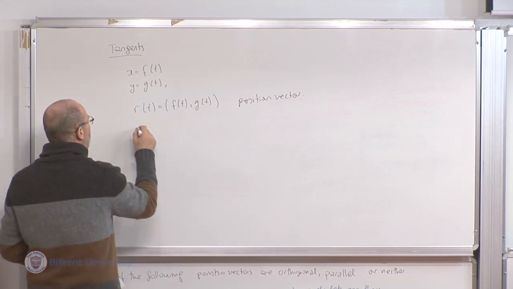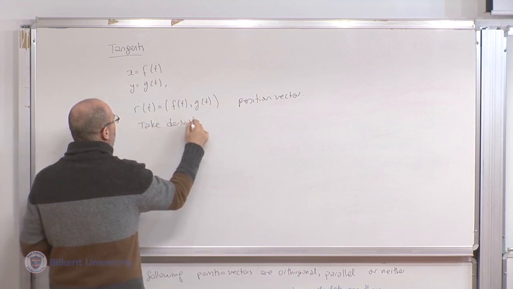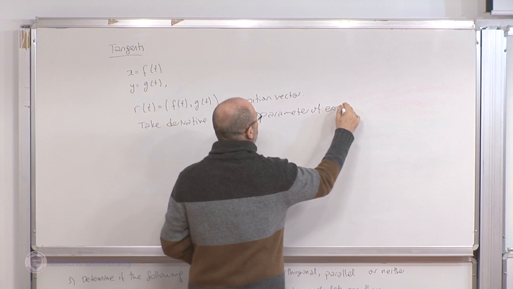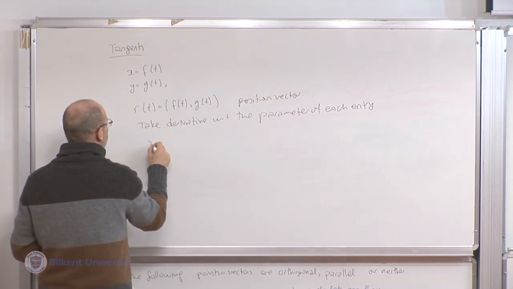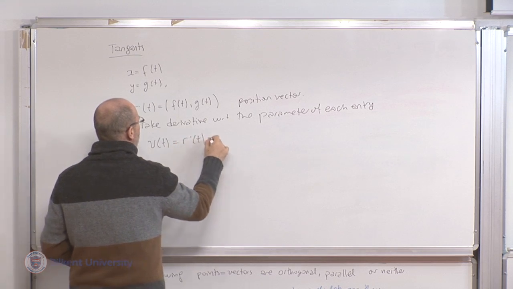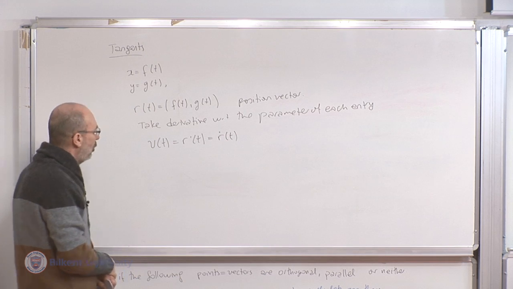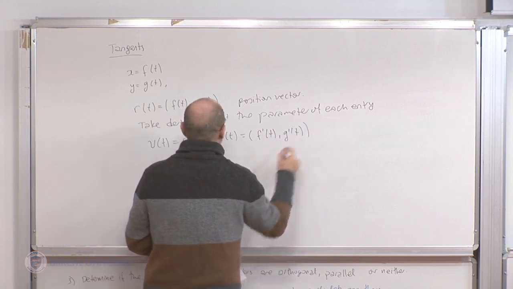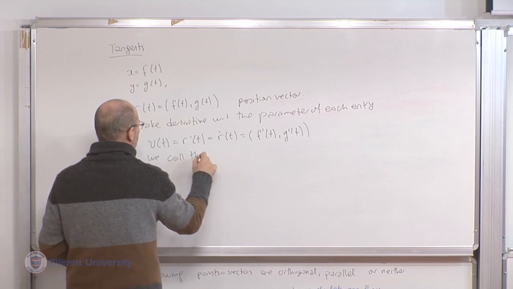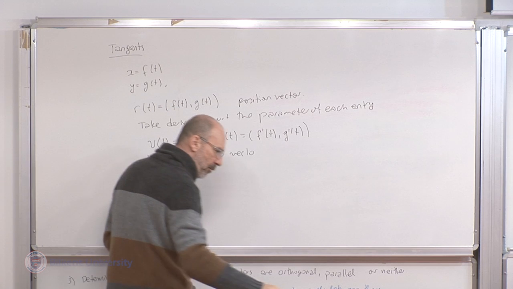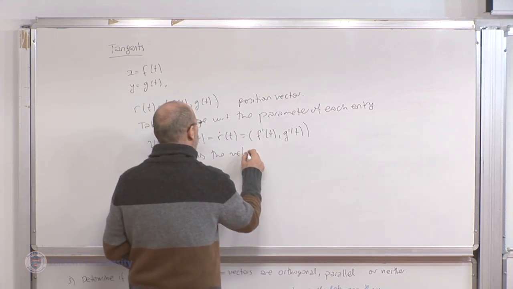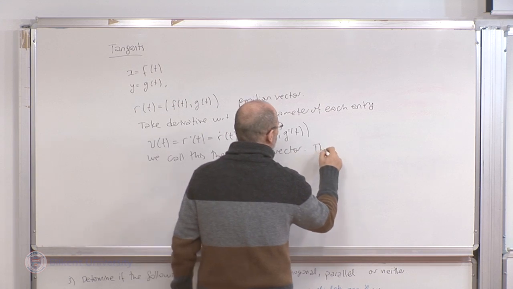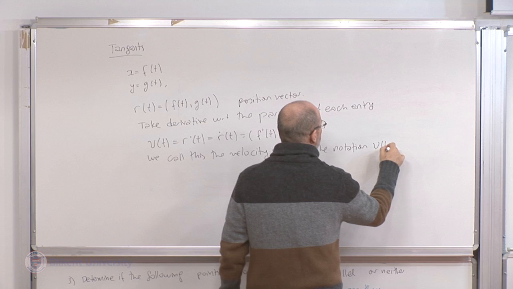We take the derivative of this, the derivative with respect to the parameter of each entry. Then we call that v of t, so this is r prime of t. Sometimes in physics we shorthand it like this: f prime t, g prime t. And we call this the velocity vector. The notation v is standard.